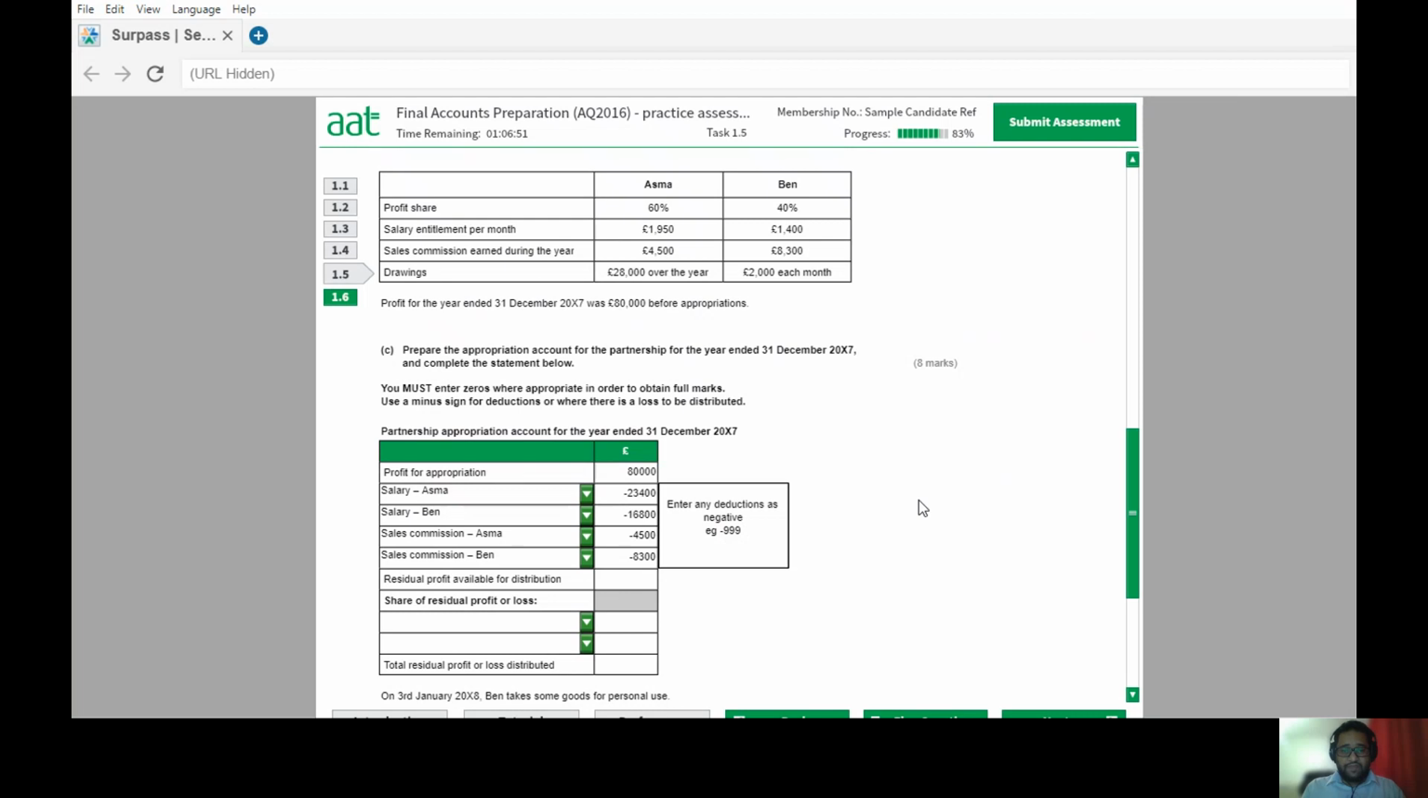So we're going to add all of that together, 23,400 plus 16,800, plus the commissions 12,800. £53,000 is going to be taken off to find out the residual profit available for distribution. If you take that all away, I end up with £27,000.